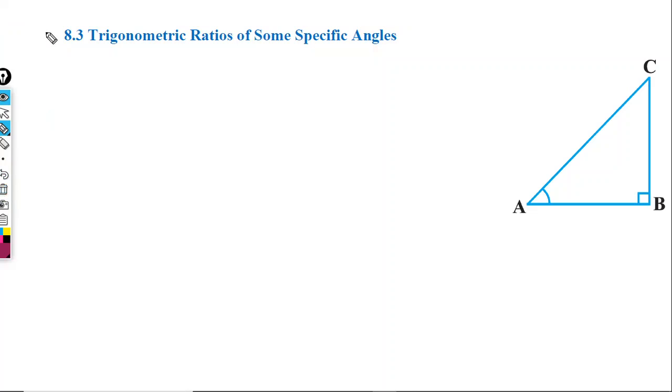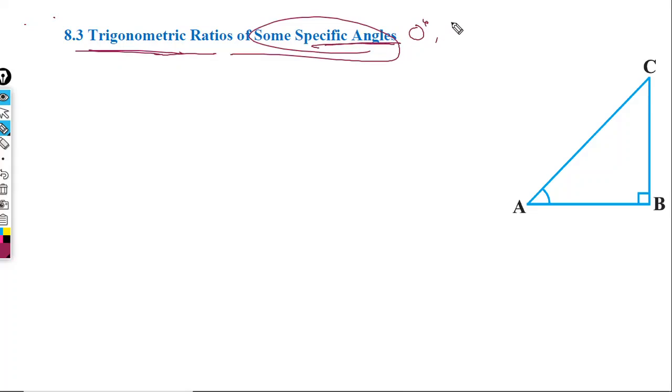So today we are going to discuss the trigonometric ratios of some specific angles. Specifically, we will discuss 0 degree, 30 degree, 60 degree, 90 degree and 45 degree. Okay, so let's start with 45 degree.